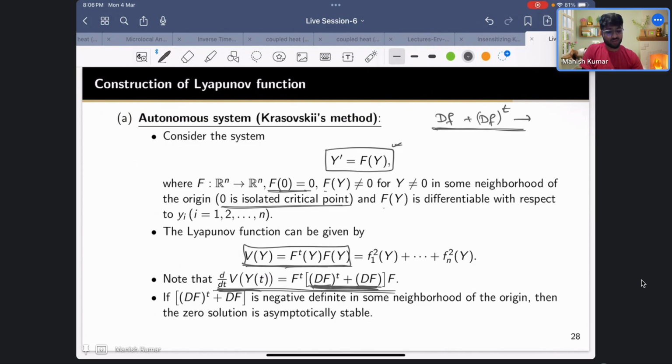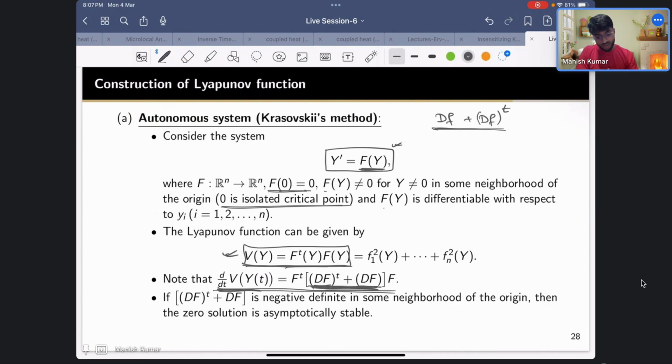If you can conclude that this matrix is negative definite, then you are done. So this is one of the easy methods. And in that case, if someone asks what functional you chose, just give this functional, which is the transpose of this f vector times this f vector. So this is one of the methods. Let me just keep it here.